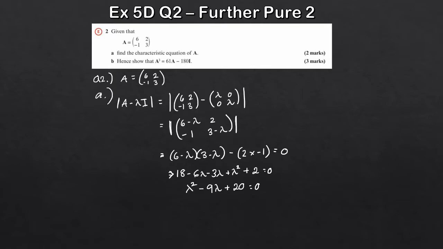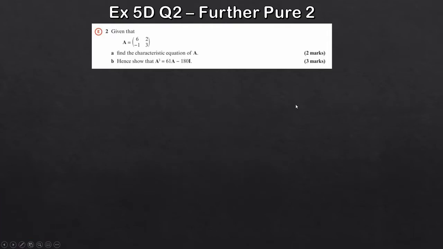Now in part B, it's a hence question, so remember with a hence question we want to use the previous part to help us solve this. So hence show that A cubed is equal to 61A minus 180I. So let's have a go at this. What I'm going to do is just clear this, and write my characteristic equation down again.